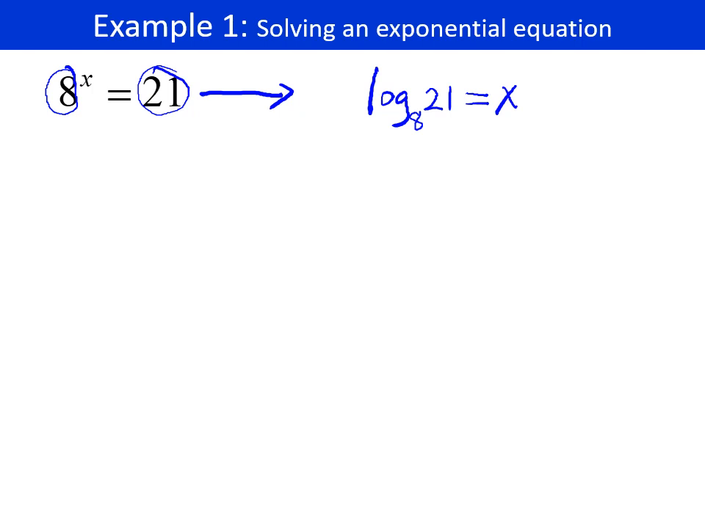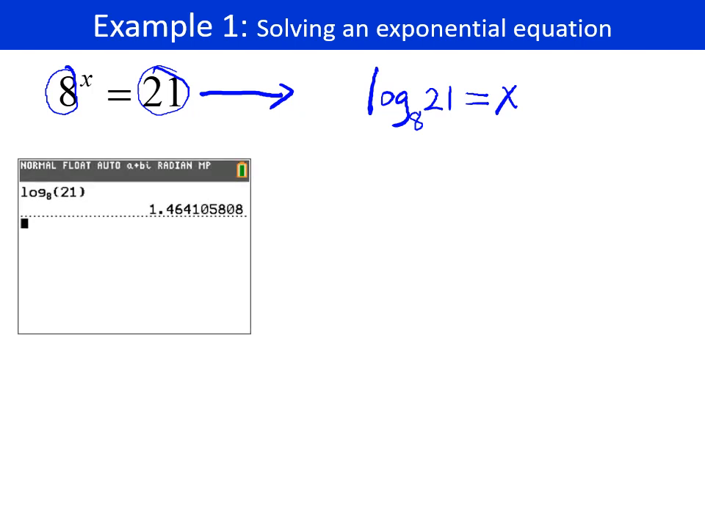Next thing would be to get a decimal approximation, which we will just type on our calculator for that. And I think most of the homework problems are going to ask you to round to 3 decimal places. So to 3 decimal places, this would be 1.464.